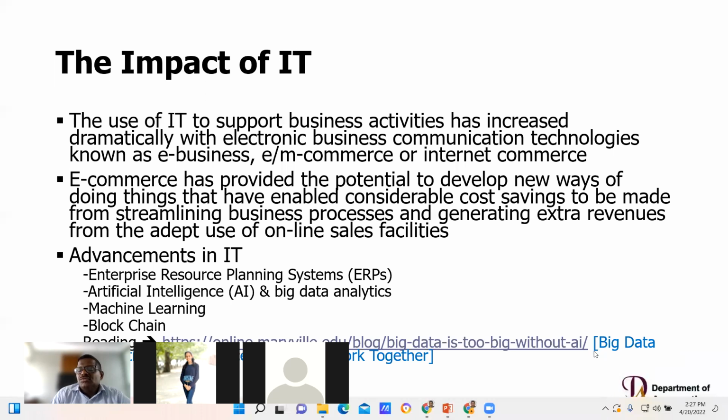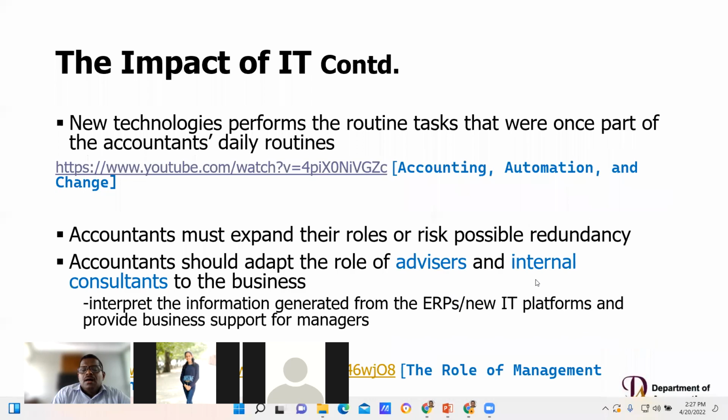and you can look at certain videos. I hope that you may visit those videos. The impact of IT continued. Again, accounting and automation, another video. Accountants must explain their roles and risk possible redundancies.